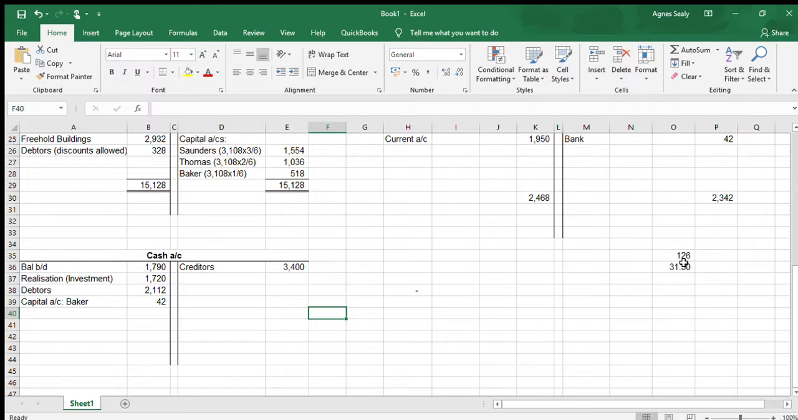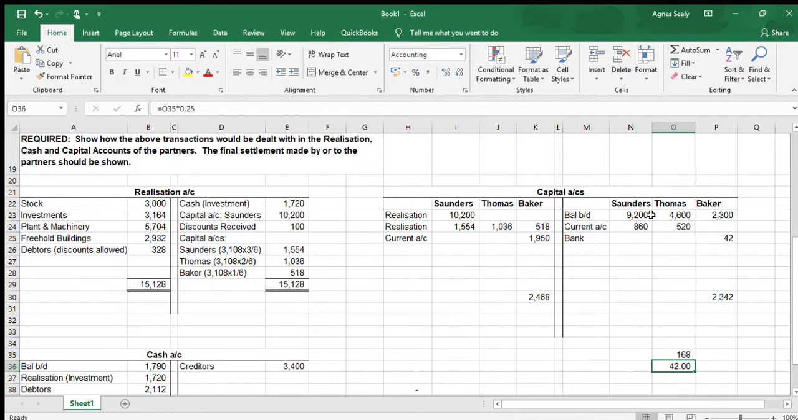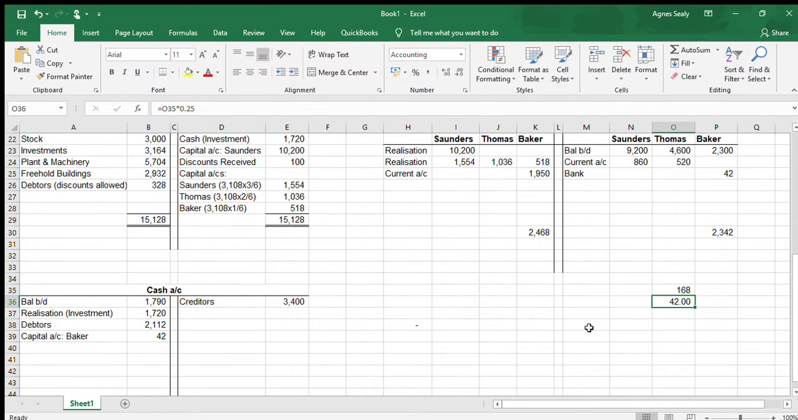Now we have to decide how much Saunders and Thomas will have to pay on his behalf to help close off his account. So we are told that the amount that they have to pay must be done in their last agreed capital balances.